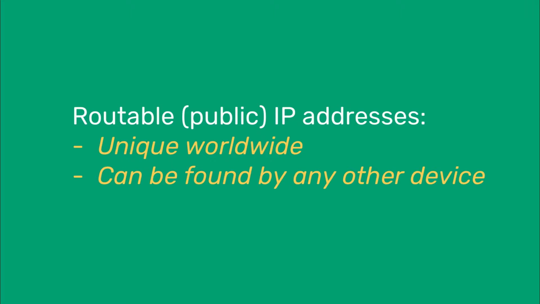Routable, also called public IP addresses, are really what we've talked about so far. They're unique worldwide, so if the internet registries are doing their job properly, no two hosts should have the same public IP address. Due to this uniqueness, they can be found by any other computer, including routers, hence routable, as packets can be sent to the public IP address.